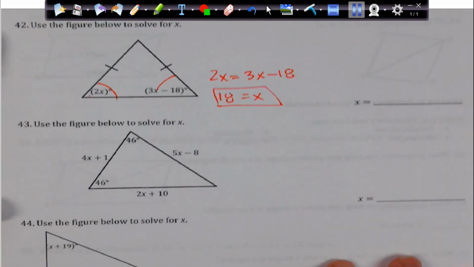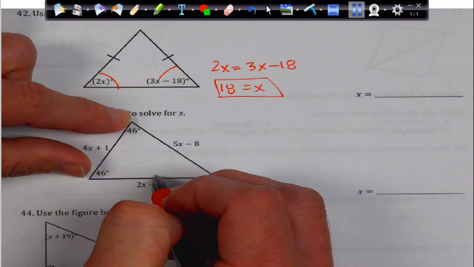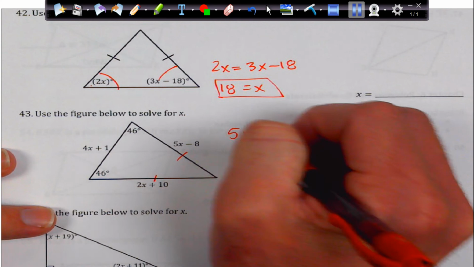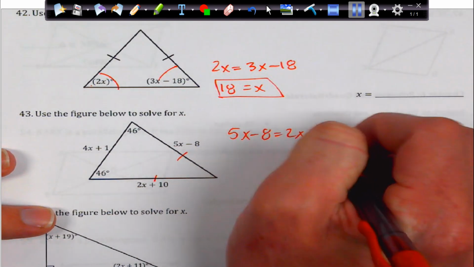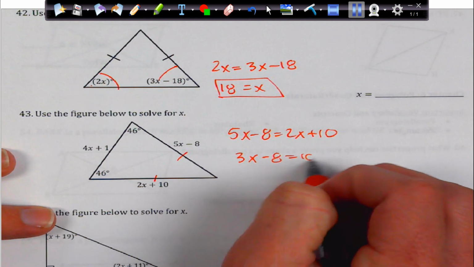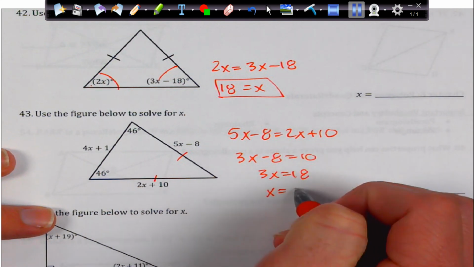These ones can go kind of fast. We have two congruent base angles, which means the sides opposite them must be congruent, so we can set those equal to each other. Subtract the 2x, we get 3x minus 8 equals 10. Add the 8, we get 3x equals 18. Divide by 3, x equals 6.